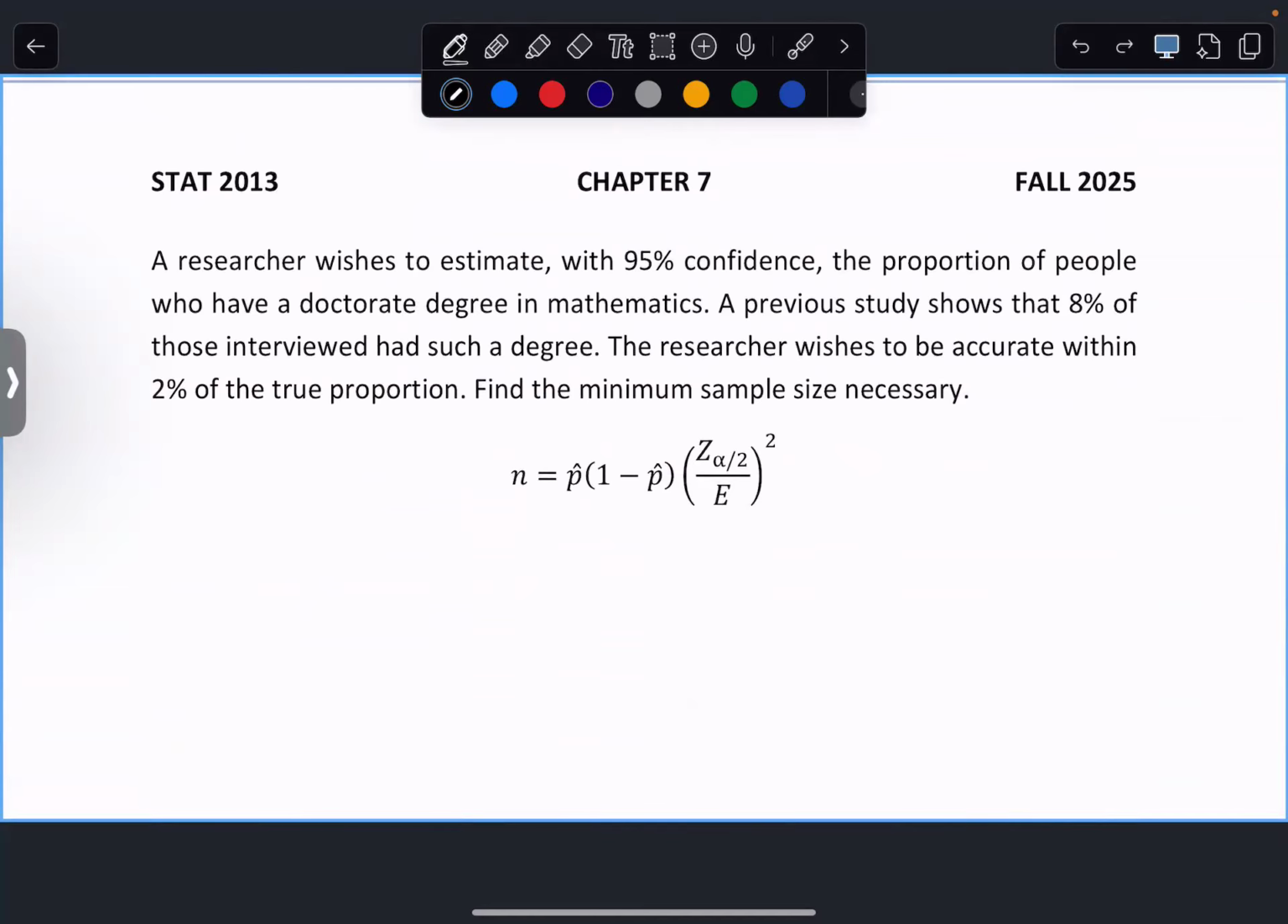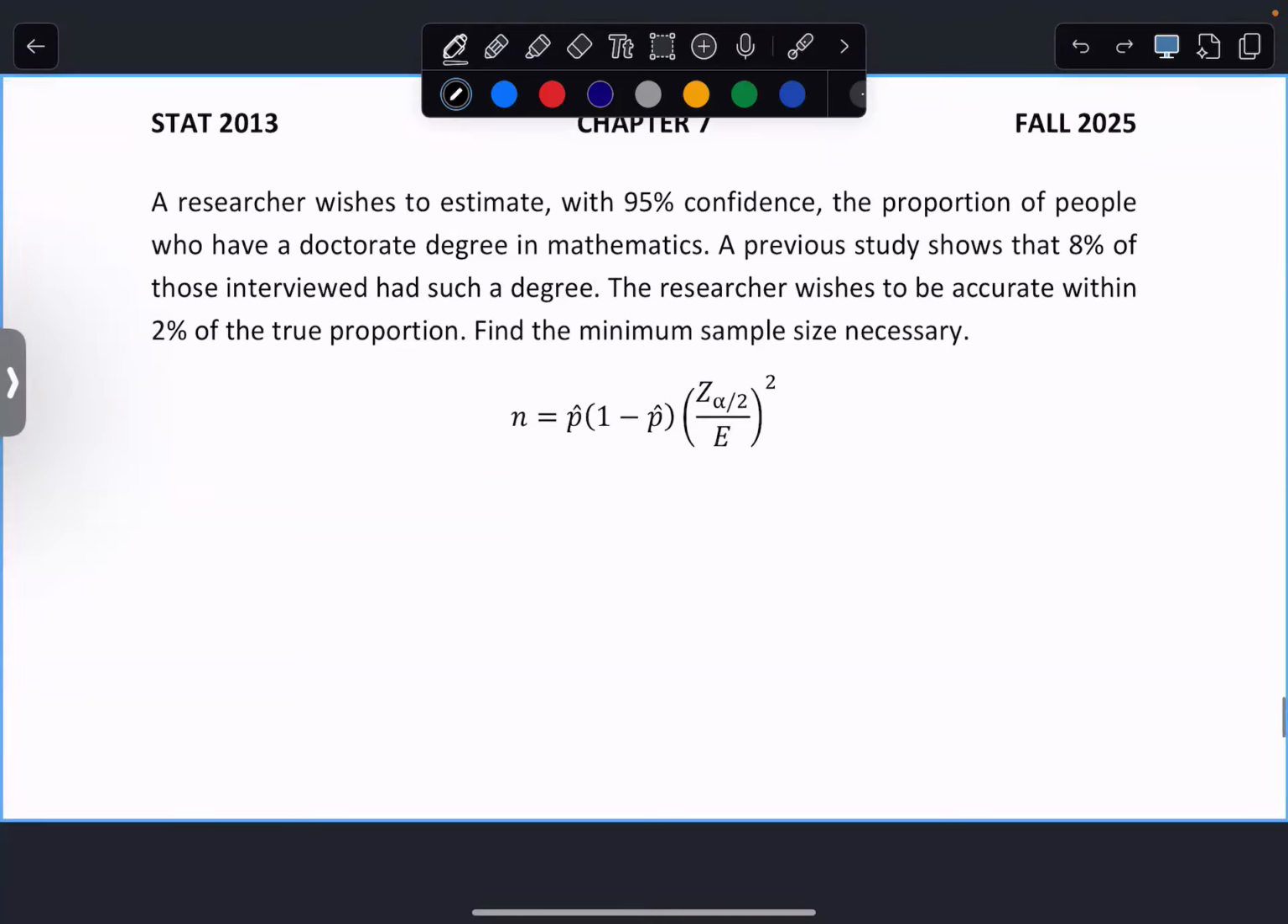A researcher wishes to estimate with 95% confidence the proportion of people who have a doctorate degree in mathematics. A previous study shows that 8% of those interviewed have such a degree. The researcher wishes to be accurate within 2% of the true proportion. Find the minimum sample size necessary. So all we need to do here is to identify our values.